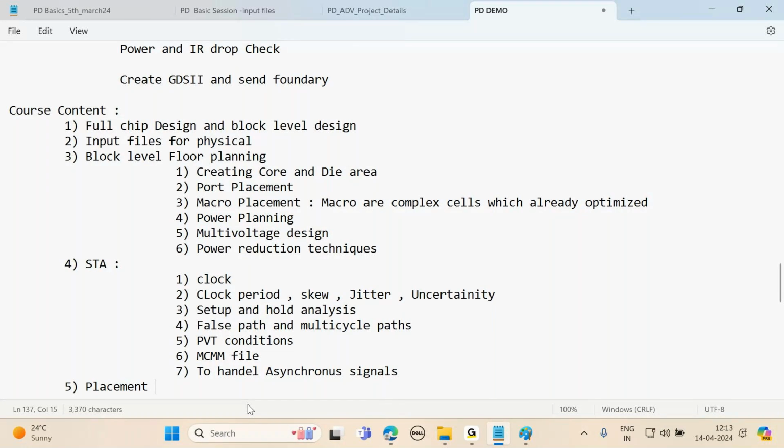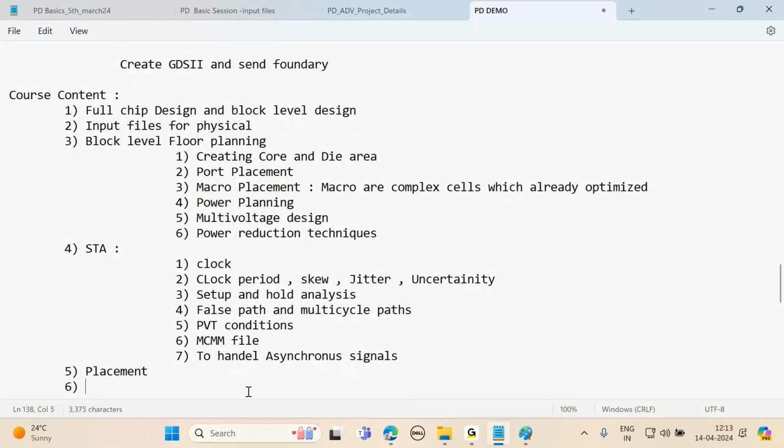Next we discuss CTS in detail, clock tree synthesis. What are the methods of doing clock tree synthesis? What is the clock tree specification file? What do we mean by latency? What do we mean by skew? How to reduce skew and latency? How to reduce the hold violations, especially after CTS? If you have any setup violation, how to reduce it? All those things we discuss in CTS.